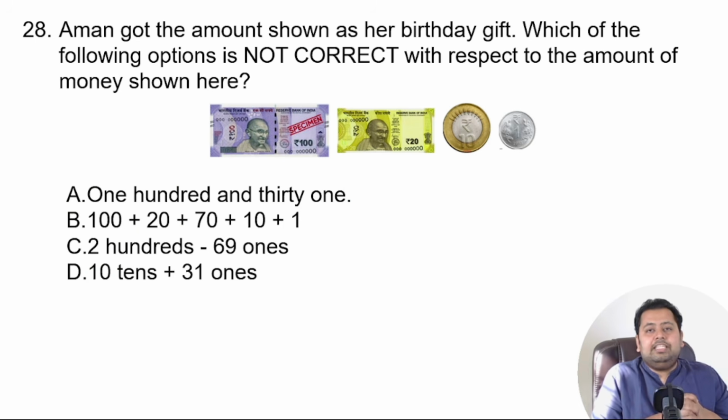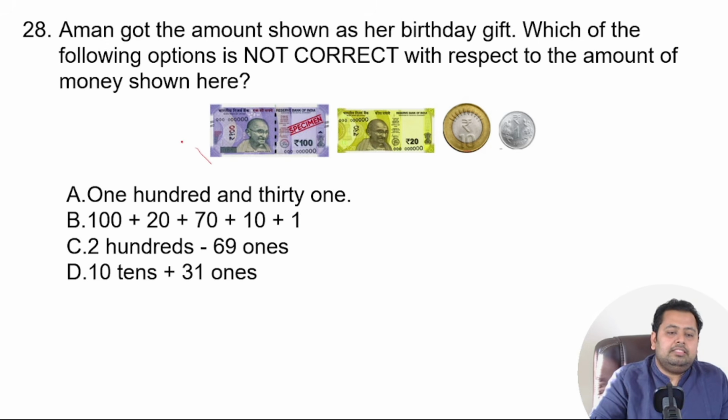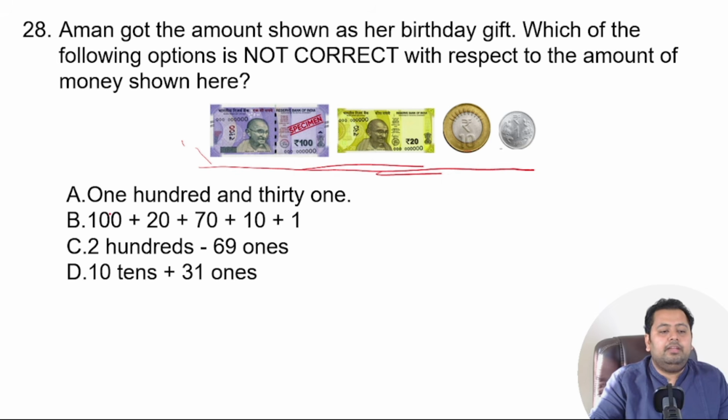Let's now go to question number 28. Aman got the amount shown as her birthday gift. Which of the following options is not correct with respect to the amount of money shown here? So you can see there is some amount of money that Aman got for her birthday gift. Now, what is the number that is actually equal to the amount of money that is shown over here, right?